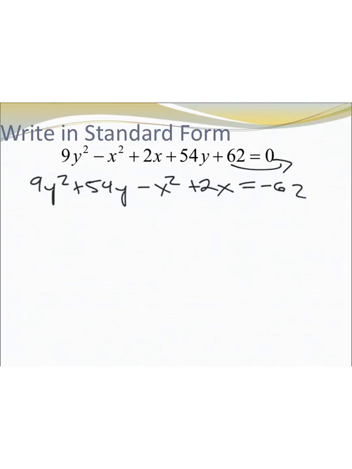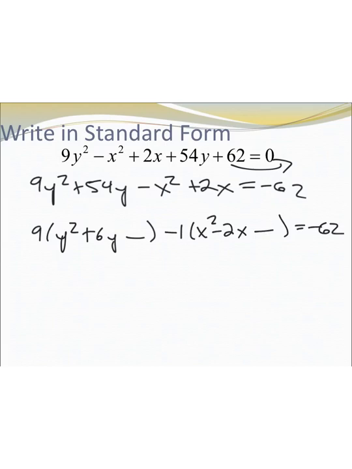I'm now going to go ahead and factor things out so that I have a coefficient of 1 in front of my y squared and my x squared. So I'm going to factor out a 9, and that leaves me with y squared plus 6y. And I'm going to leave a space because I'm going to end up completing the square. And then I'm going to factor out a negative 1 for my x's, so I have a negative 1 there, which leaves me with a positive x squared minus 2x. Again, we're going to be completing the square, so leave a space there, and equals negative 62.